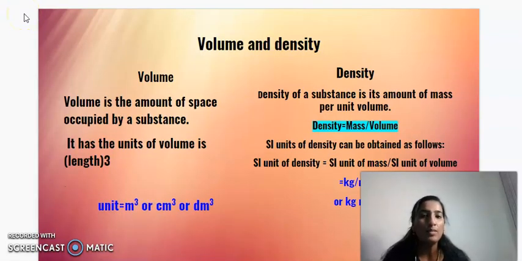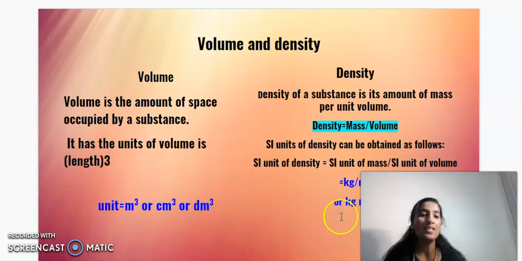Next is about volume and density. Volume is the amount of space occupied by a substance, and the unit of volume is length cube. The unit of length is meter. So the unit of volume is meter cube or centimeter cube or decimeter cube. So we can say that volume is a derived unit. It's derived from a basic unit called length.